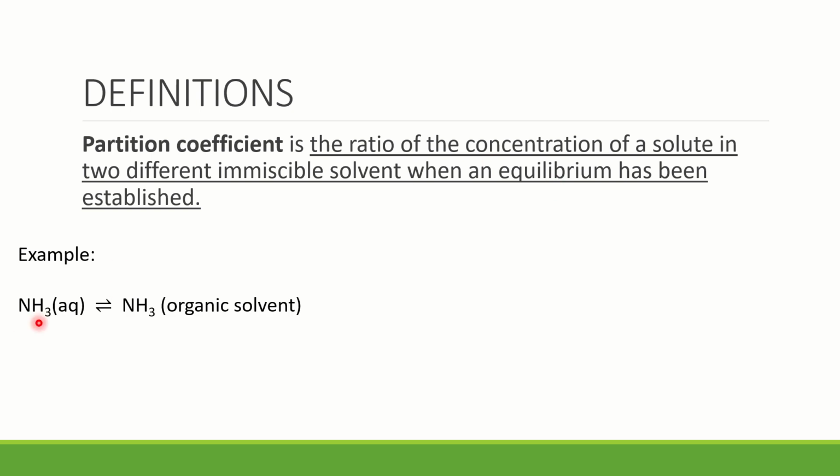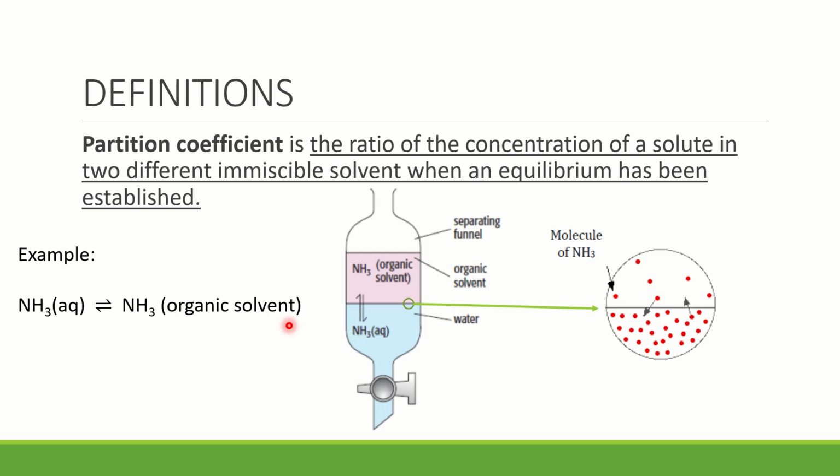Here I have ammonia in aqueous solution, and we also have ammonia in organic solvent. You can see the red dots are the ammonia molecules, and we call that the solute. Ammonia is soluble in aqueous, which is water, and also soluble in hexene or benzene, which are organic solvents. It can be hexene, benzene, CCl4. But these two solvents, the organic solvent and the water, are immiscible solvents. It means that they don't mix, like water and oil.